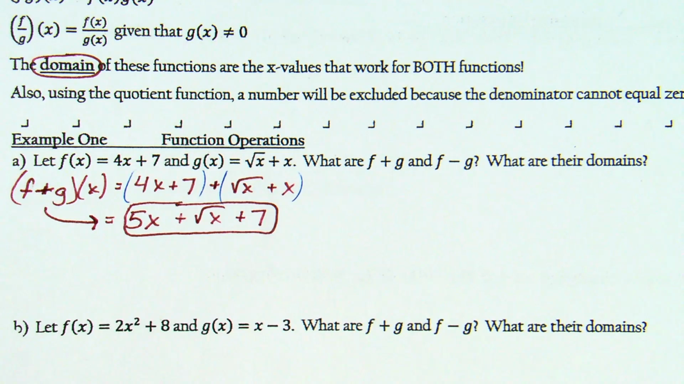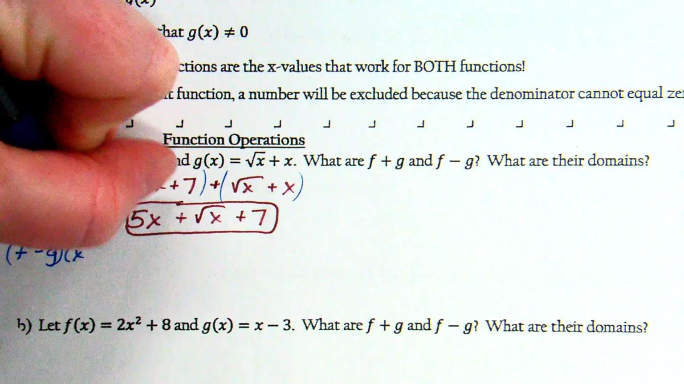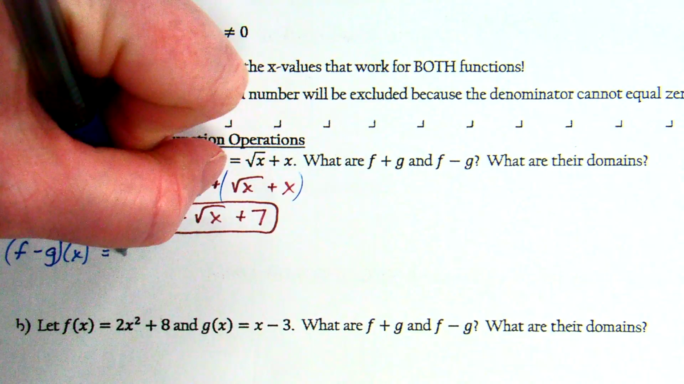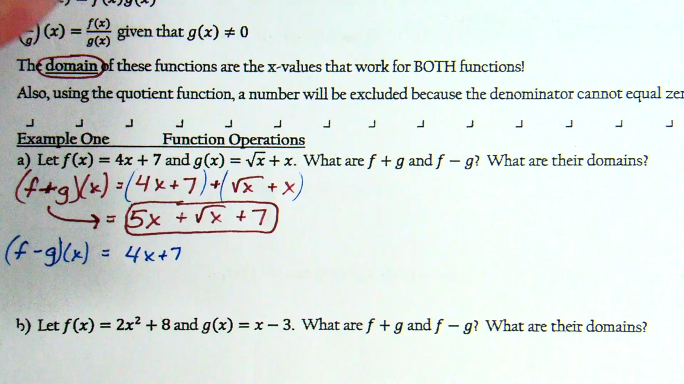Let's go ahead and talk about f minus g, and then we'll go in and talk about domains. So if I talk about f minus g, what's changing? Yeah, you're minusing, right? So f is still 4x plus 7, and now we're minusing the square root of x plus x.